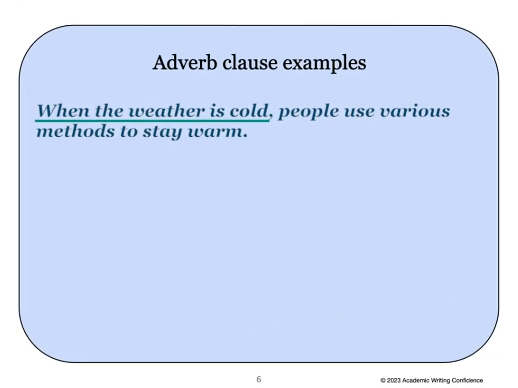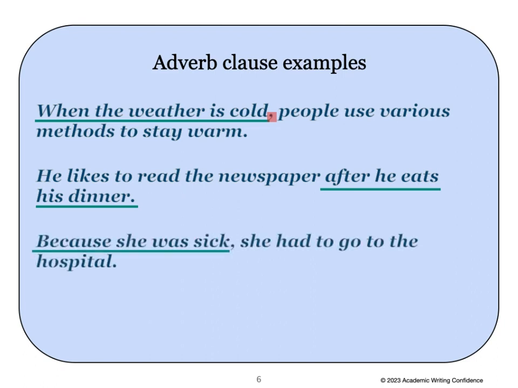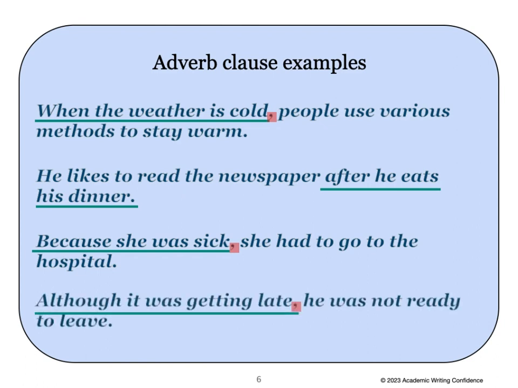Now there's one more thing we need to be very careful of when we write adverb clauses. When the adverb clause comes at the beginning of the sentence, you must add a comma before you write the rest of the sentence. In this second example, the adverb clause comes at the end of the sentence, so it does not need a comma. But our next sentence does come at the beginning of the sentence, so we will need to add a comma before writing the rest of the sentence. And the same with our last example.